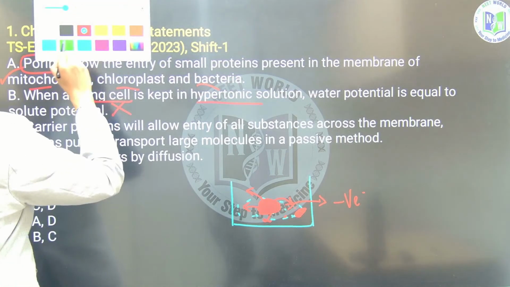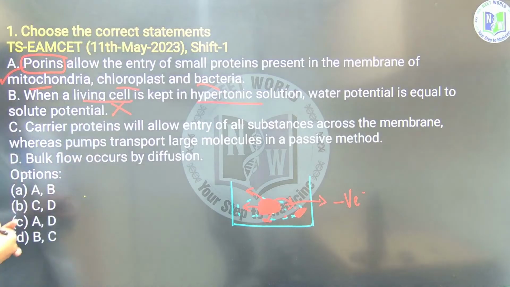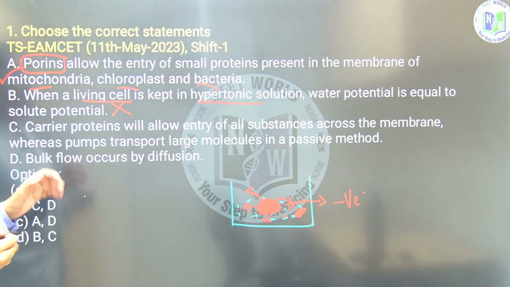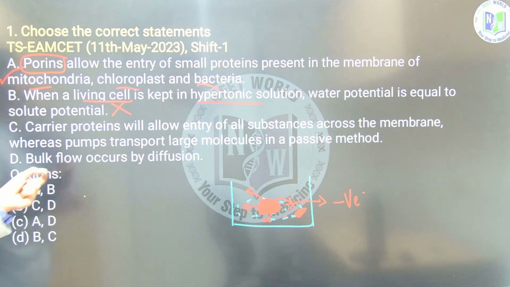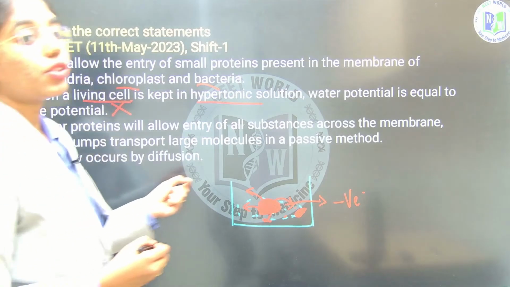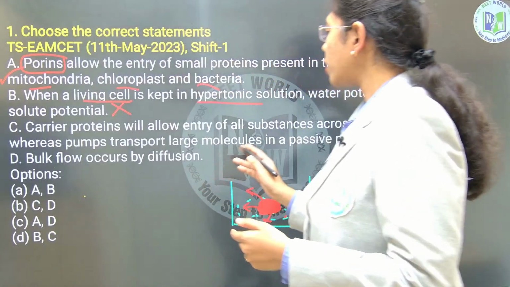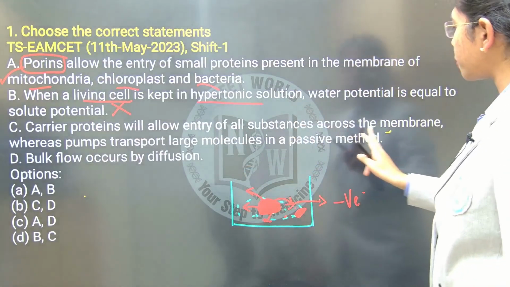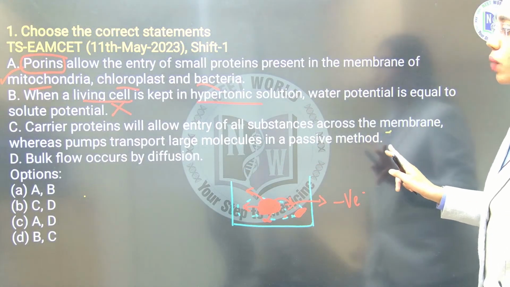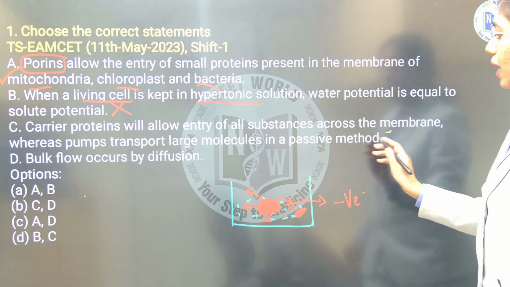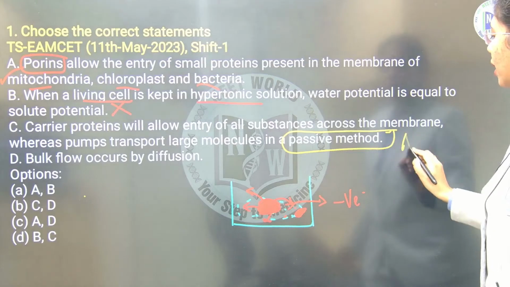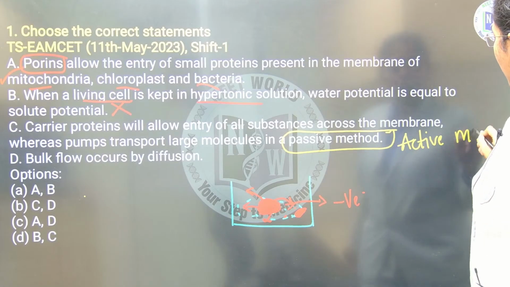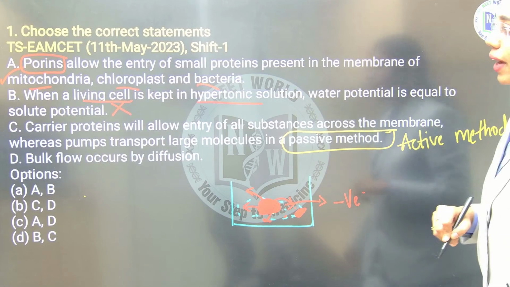Moving on to the next statement, carrier proteins will allow entry of all substances across the membrane, whereas pumps transport large molecules in passive mode. Yes, this transports large molecules in passive method of transport. It will not happen. Carrier proteins will allow entry of all substances across the membrane, whereas pumps will transport large molecules in passive method. No, pumps will transport in active method. Porins will transport in passive method. This transports in active method. Fine, right? Next.